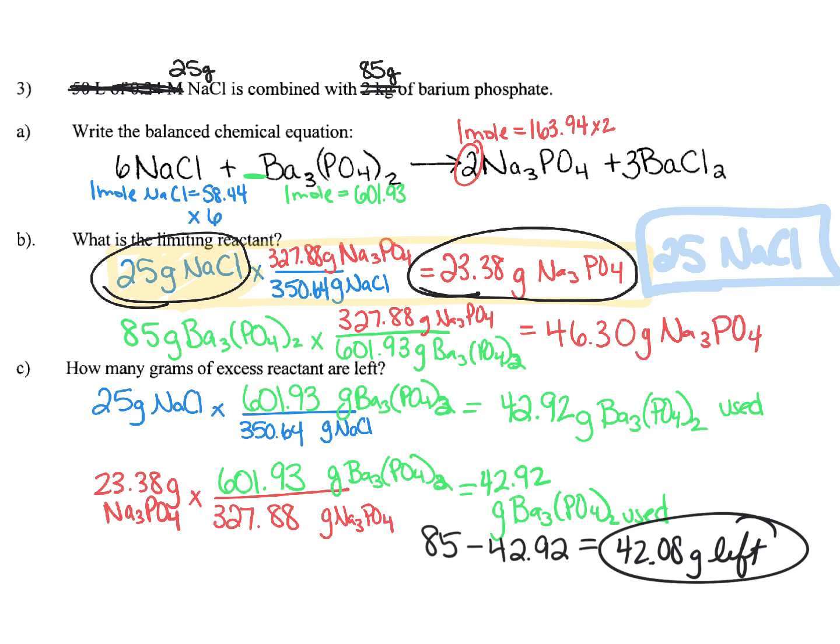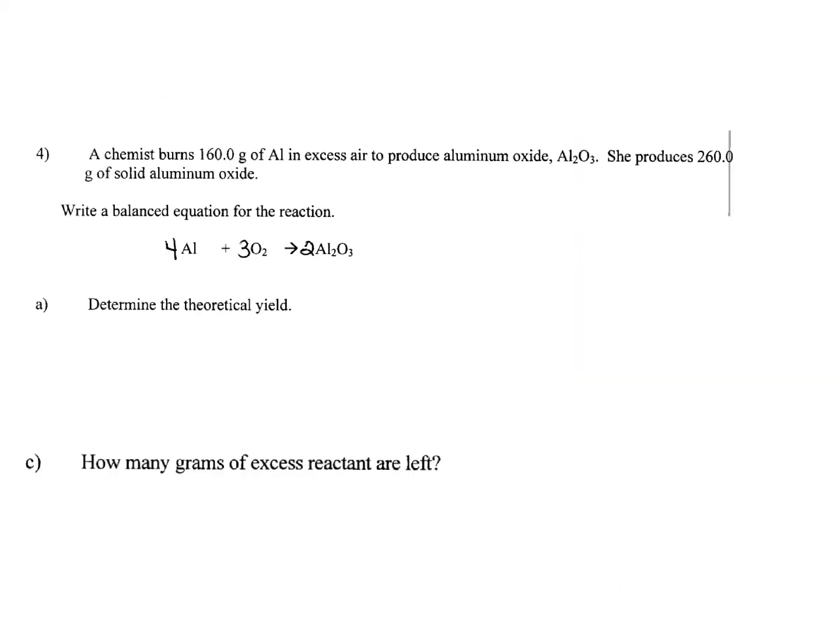So this problem does not require you to find the limiting reactant. It says a chemist burns 160 grams of aluminum. So that's going to be this material here. And it says that there's excess air, so plenty of oxygen is going to be there. So nothing's limiting us. And she's producing aluminum oxide. When she's done with the experiment, she finds that she produces 260 grams of solid aluminum oxide. So she's making 260 grams of this guy.